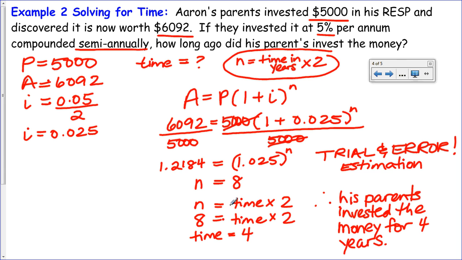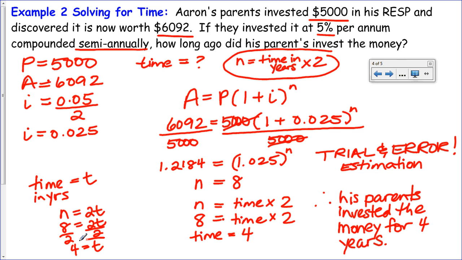And if you wanted to, I could have introduced a variable here for time, and I could have just said time is equal to t, or time in years is equal to t. Probably look a little bit nicer if I did n is equal to 2 times t, because the compounding period is semi-annually. So 8 is equal to 2t, divide both sides by 2, and then 4 is equal to t. Or you can just use the word time. I introduced it as time up here, so I just continued with that. But it would have been fine to introduce a variable there. The key point here is remembering that n is not your time. Your time is going to be some value multiplied by the compounding period.